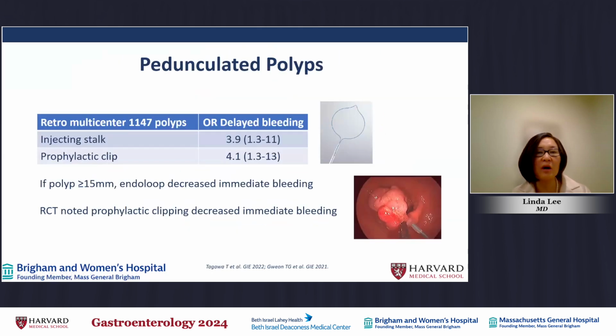For pedunculated polyps, injecting the stalk and doing prophylactic clipping does seem to decrease delayed bleeding. And you can also use an endo loop that you see a picture of here that you place at the base of the stalk, and you basically just strangulate the pedunculated polyp, let it turn purple, and then snare above. These can be a little tricky to use because they're very floppy. And again, just using prophylactic clipping is reasonable as well.